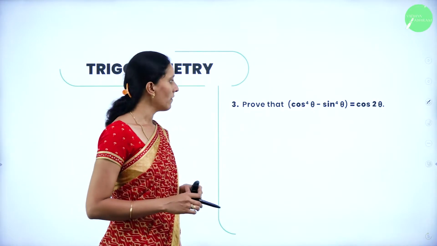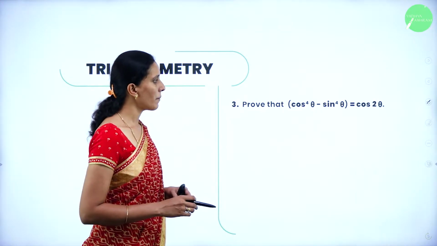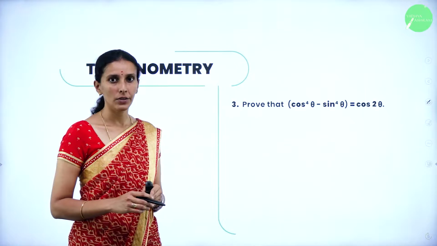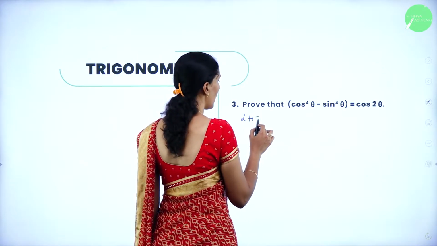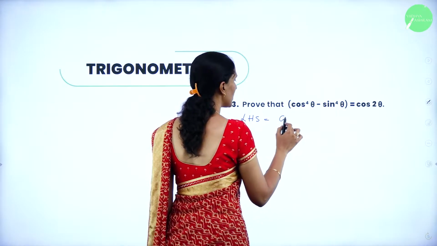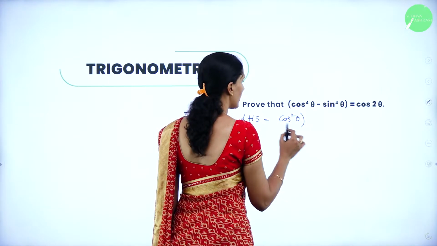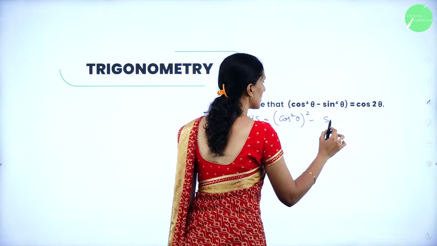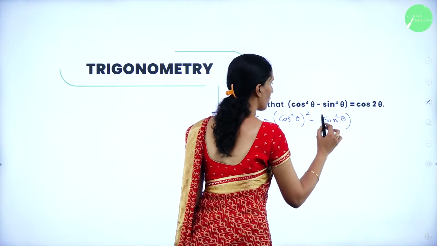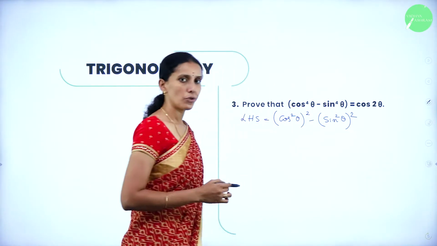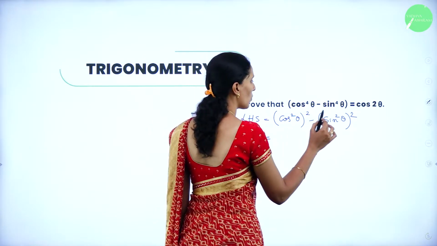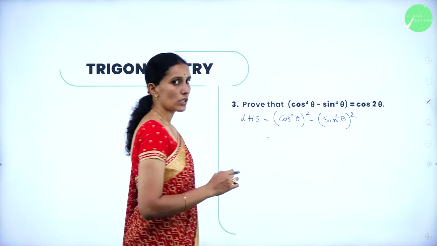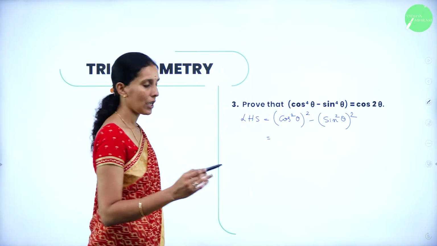So next we have cos power 4 theta minus sin power 4 theta is equal to cos 2 theta. Let us consider the left hand side part. Here cos power 4 theta minus sin power 4 theta can be written as cos square theta whole square minus sin square theta whole square. So when you multiply 2 into 2, it gets back to power 4 only. Now this is in the form of A square minus B square. So this can be written as A plus B, A minus B.